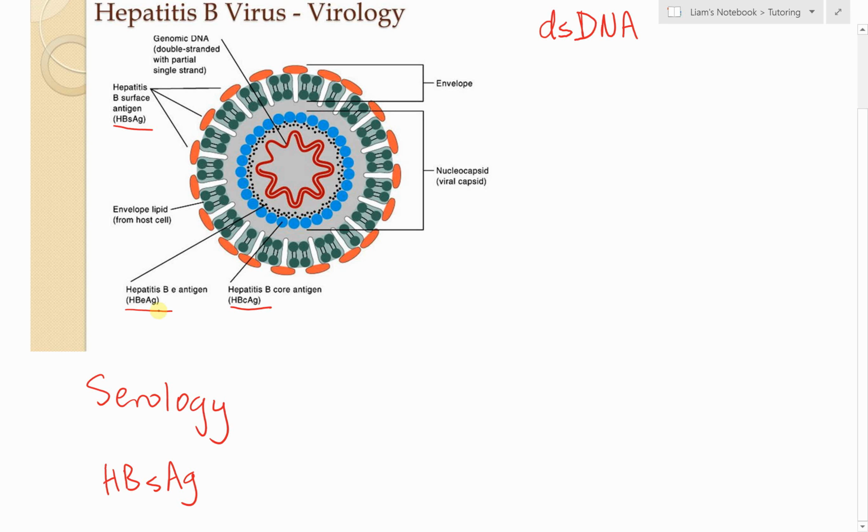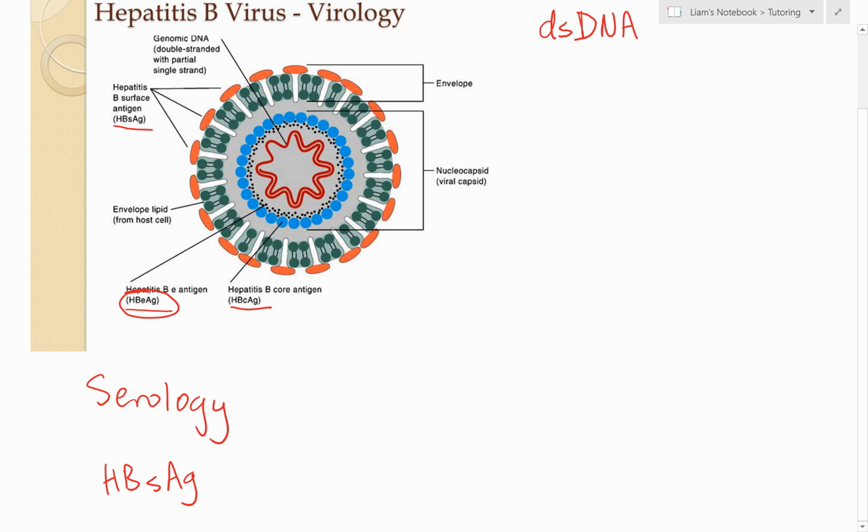The other one that we have here is the pre-core. The pre-core is also really important. If you find this in a person, that means that they have active hepatitis B infection. The virus is actively replicating, similar to the core antigen. This antigen is really cool, actually.